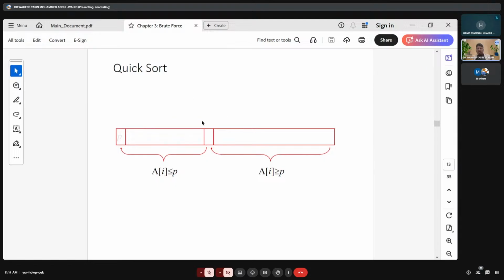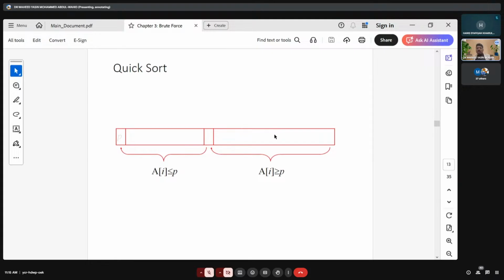Quick sort. What is quick sort? A[i] less than or equal to P, A[i] greater than or equal to P. In quick sort we have something called a pivot. The pivot is a value. I put this value maybe here in the middle. All the numbers after this value are greater than P, and all the values less than P are on the left side.